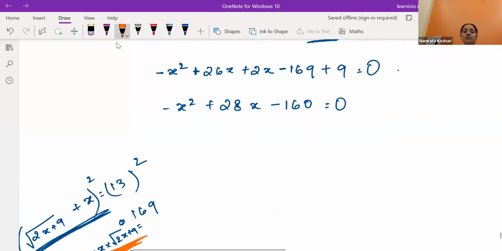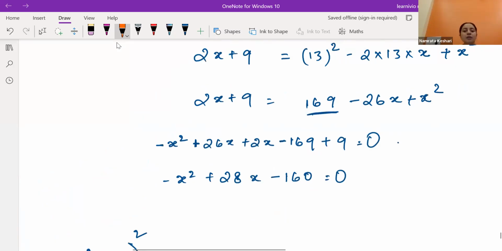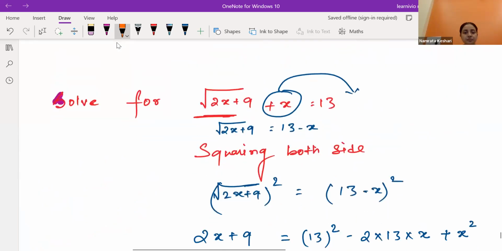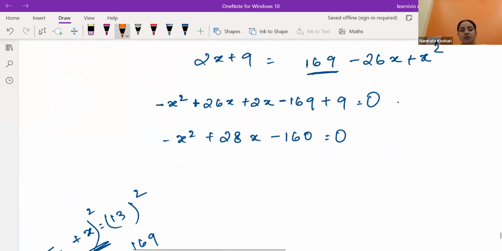Now please try solving this: minus x square plus 28x minus 160 is equal to 0. Please try solving it. Just give me a minute, okay? Please try solving it.